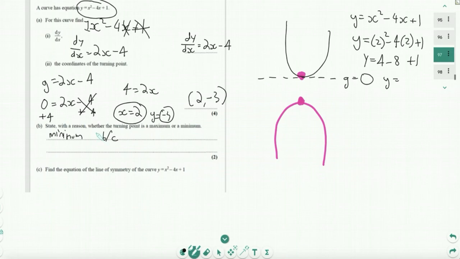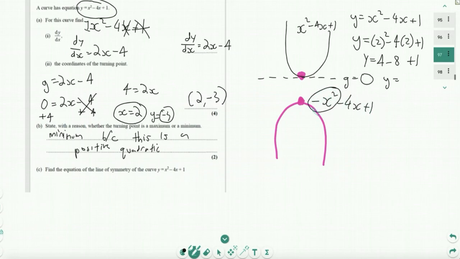because you can say this is a positive quadratic, because this graph is x squared minus 4x plus 1. The x squared is positive x squared. If it was negative x squared minus 4x plus 1, then it would look like this, because the quadratic would be negative. But our quadratic is positive, so it is a minimum point.